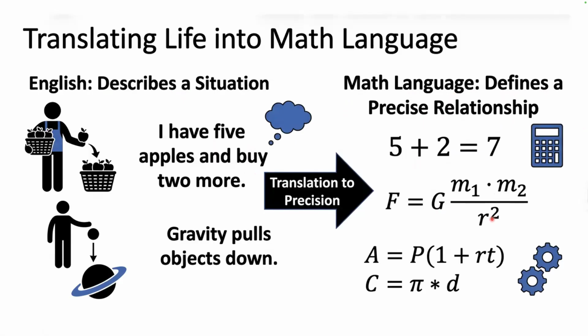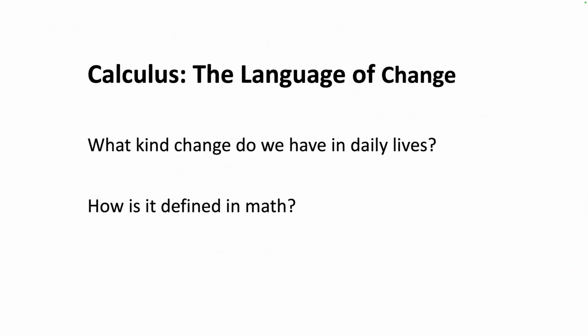5 plus 2 is 7, or F equals G times M1 M2 over R squared. If you know how to translate English into mathematical language, math will be more attractive and you can see calculus from a different perspective. So now let's see what calculus is. Calculus is the language of change. Therefore, we need to see what kind of change we have in our daily lives. Also, how is it defined in math?